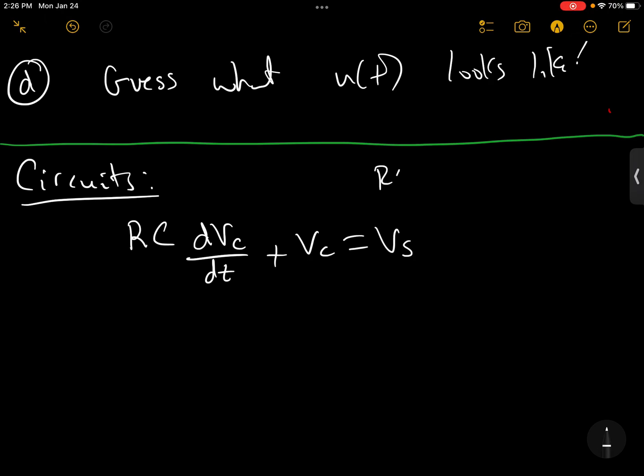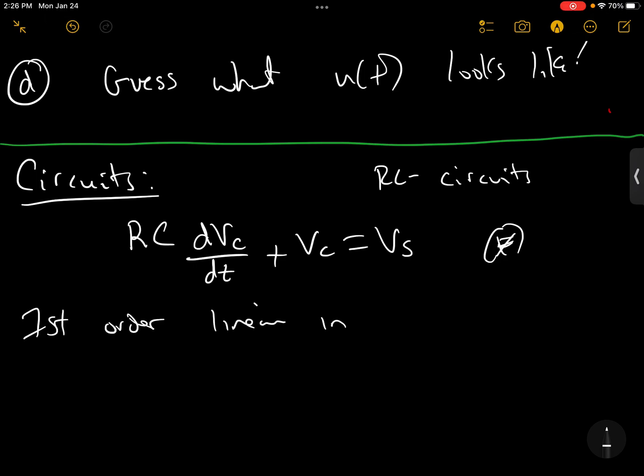Right, so we're looking at RC circuits. Later on in the course, we look at LRCs. This is a first order ODE, and it's linear in V sub C. Okay, so let's solve it and then see what you do to solve it in circuits.